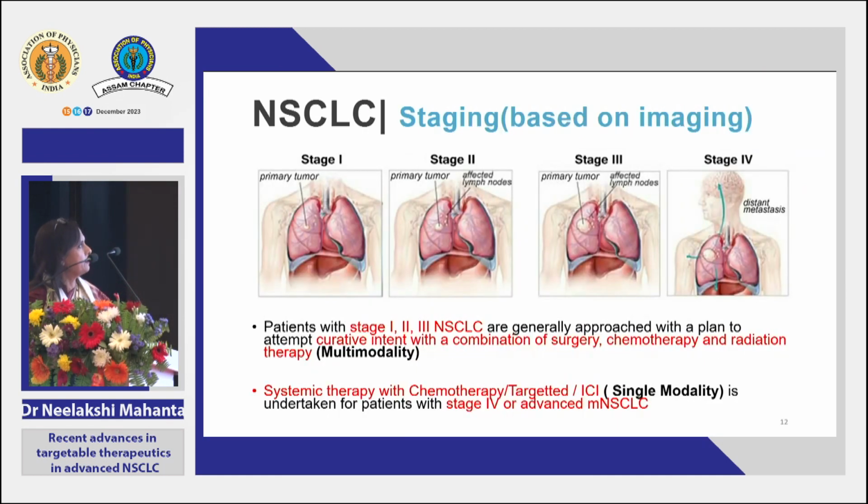And this is based on staging. We can stage them as stage 1, 2, and 3, where we are going to give curative intent treatment with a combination of surgery, chemo, and radiation. That's a multimodality approach. And if it is a stage 4, today we are looking at chemo, targeted therapy, or immune checkpoint inhibitors, which is usually a single modality treatment for these advanced cases.